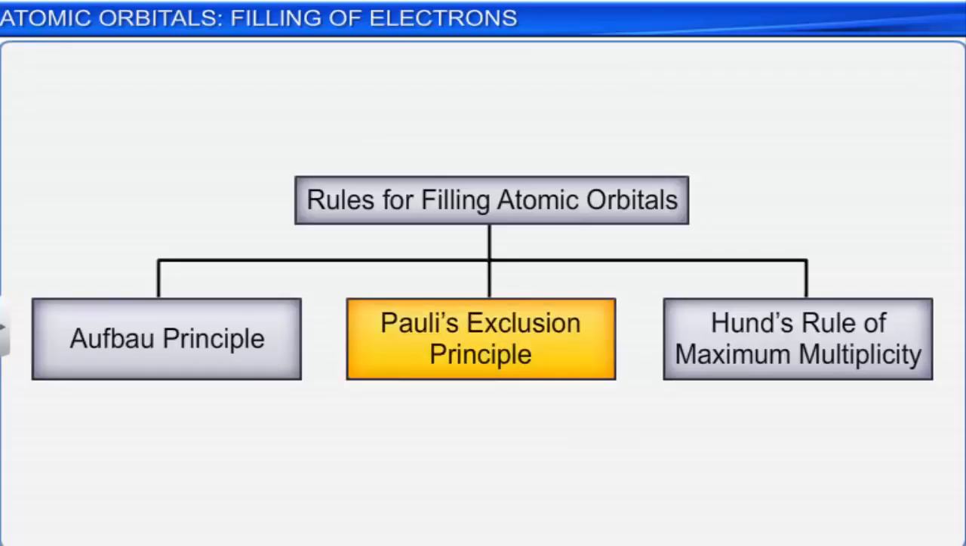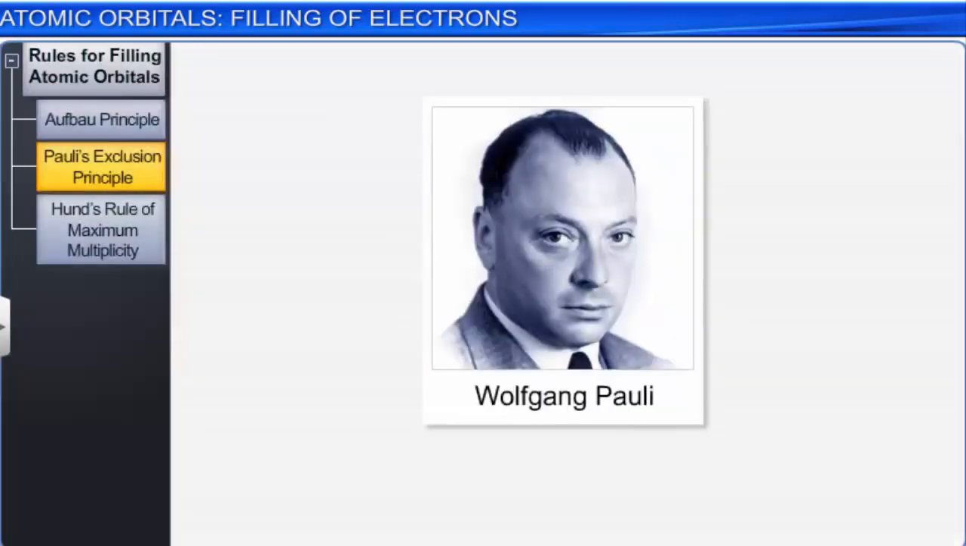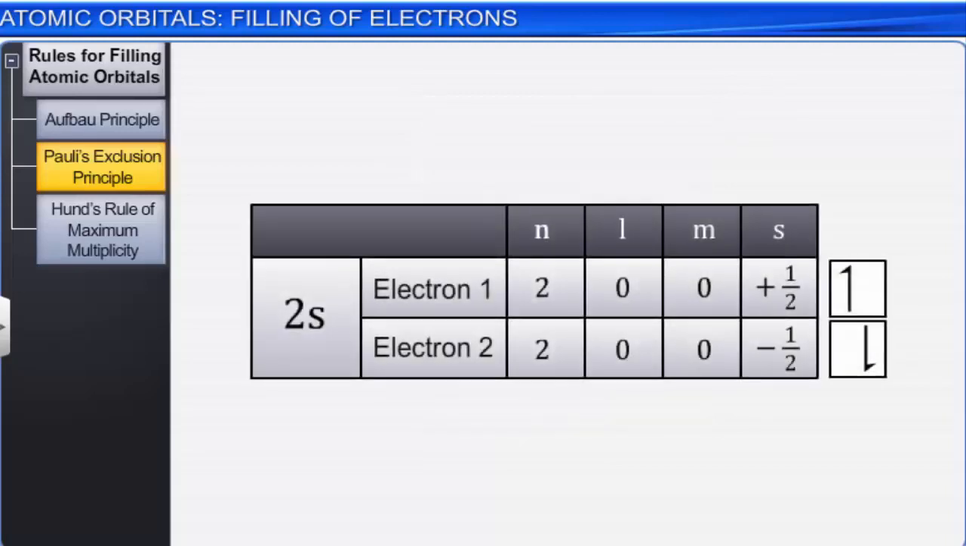Next, let us move on to Pauli's exclusion principle. Austrian scientist Wolfgang Pauli put forward the principle called Pauli's exclusion principle. This exclusion principle provides certain restrictions for the number of electrons to be filled in various orbitals. The Pauli's exclusion principle states that no two electrons in an atom can have the same set of 4 quantum numbers. This principle can also be stated as only 2 electrons may exist in the same orbital, and these electrons must have the opposite spin.